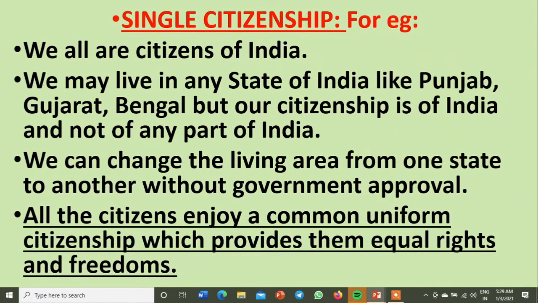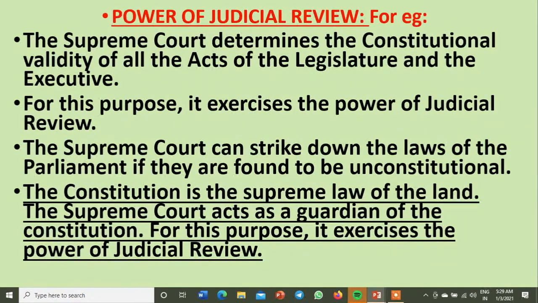We may live in any part of the country. We are citizens of India and we all enjoy the same rights, the same freedoms. There is no difference. There is equality. Next feature is power of judicial review.